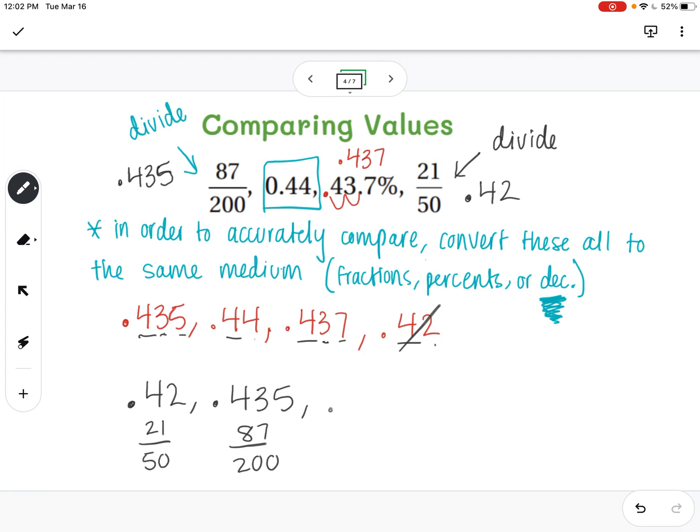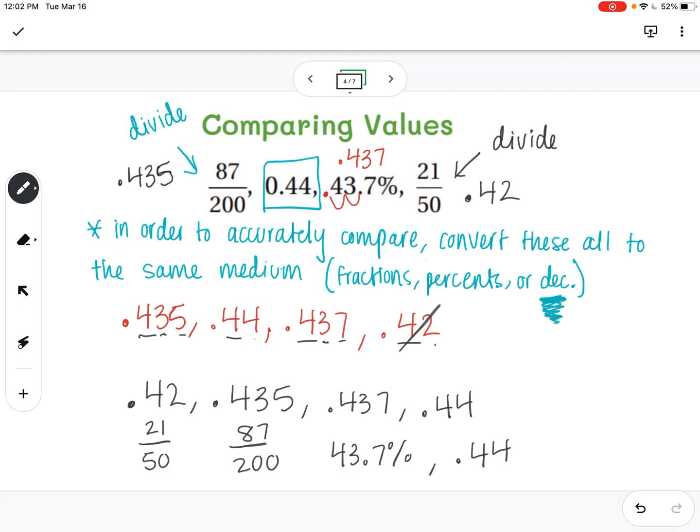And then of course, next would be 0.437, which was 43.7 percent before. And then the last one would be 0.44, which was already that decimal. All right, so there is how we can compare and order values that are different.